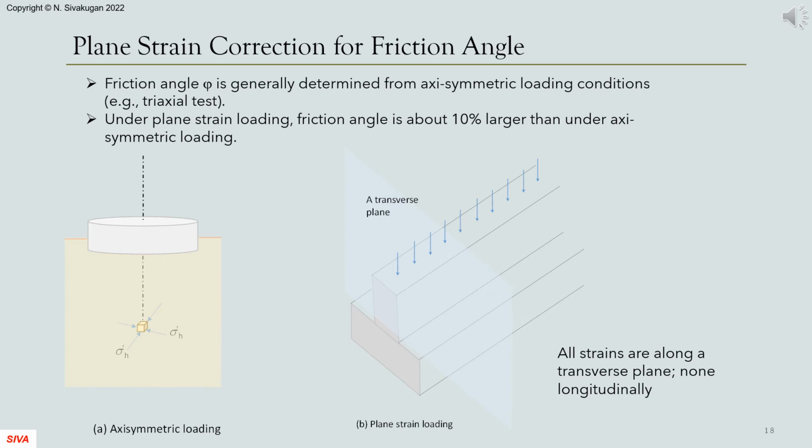A point within the ground on the vertical centerline of a circular footing is under axisymmetric loading. A square footing may also be approximated as a circular footing and hence applies axisymmetric loading to the underlying soil. A strip footing applies plane strain loading to the underlying soil. Here, all deformations and strains are along a transverse plane, with no strains in the longitudinal direction.